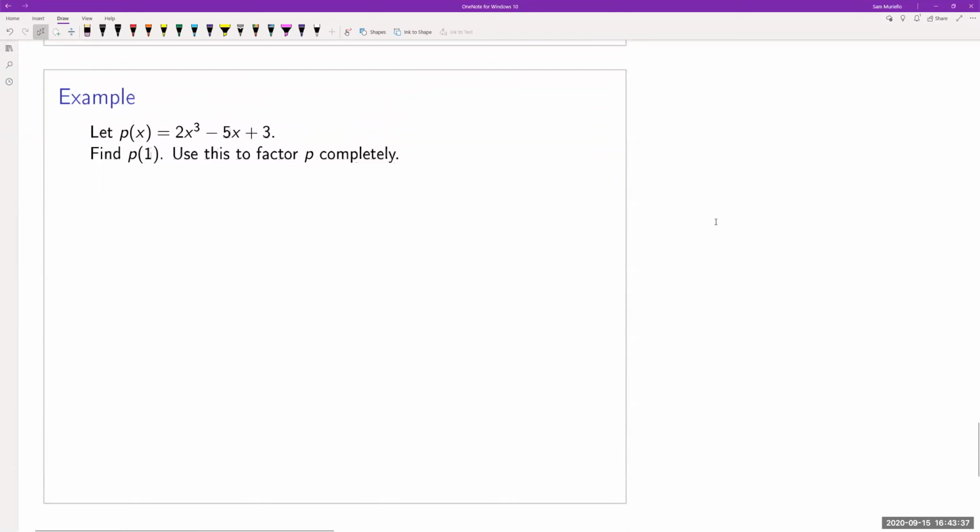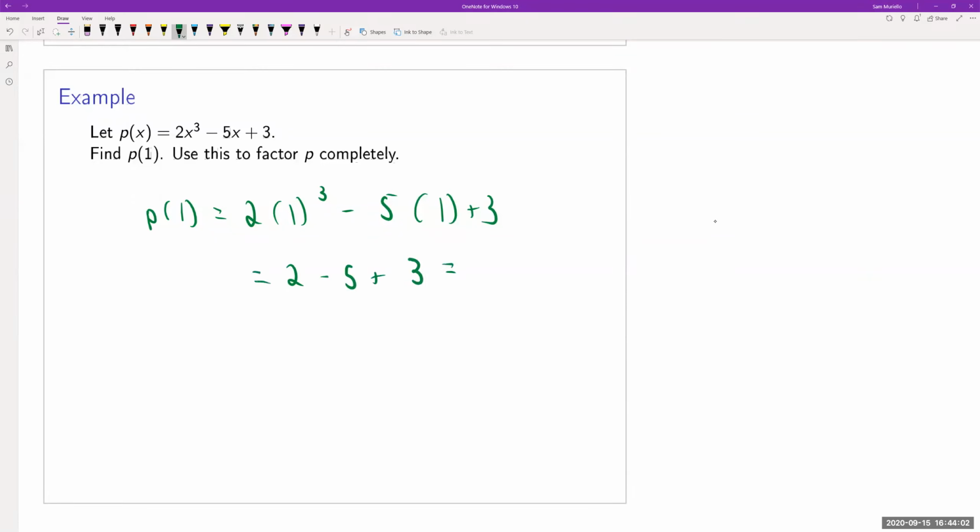Let's take a look at an example here. I've got a polynomial, 2x cubed minus 5x plus 3. It says find p of 1 and use this to factor p. So what we're going to do first is find p of 1 as it suggests. P of 1, we simply get 2 times 1 cubed minus 5 times 1 plus 3. 2 minus 5 plus 3 is equal to 0. Because I got a 0, I know that x minus 1 is going to be a factor.